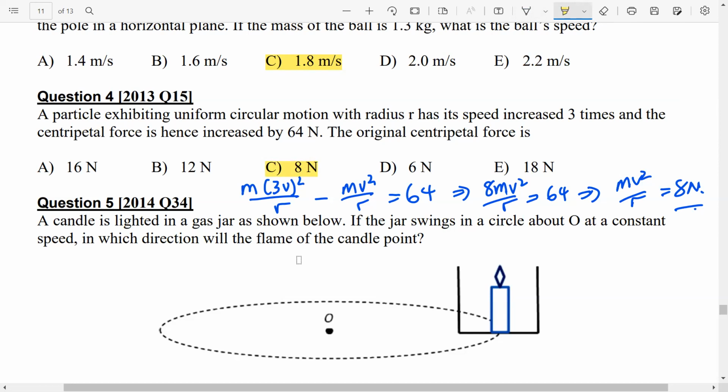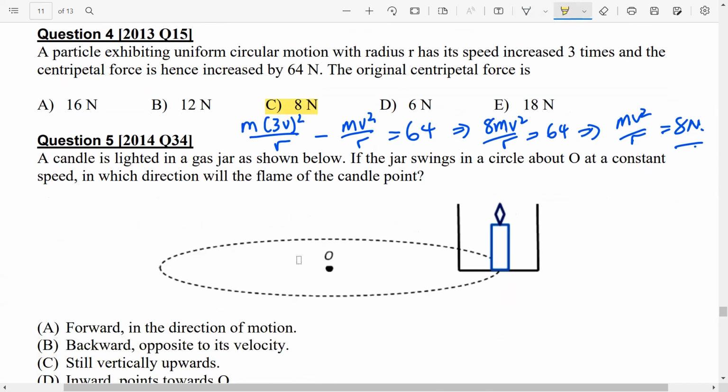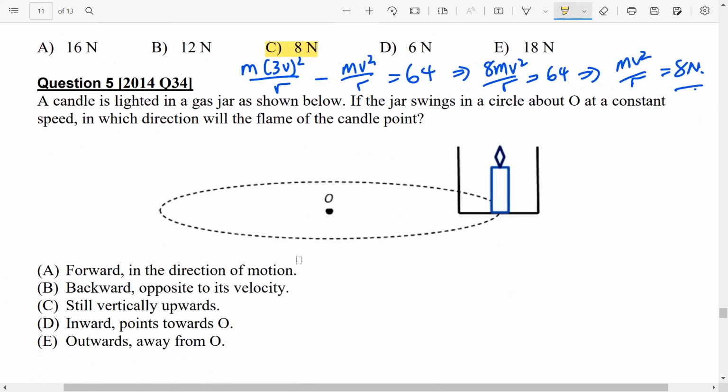Okay, question 5, I'll just give you the answer straight. You can just read it. This one sometimes goes a little bit counter to what you see when you hold a candle. When you hold a candle and you walk, you'll see that it bends backwards because of air resistance. But when you have this gas jar, it blocks all the air. There's no air resistance. So this flame will actually bend towards the center.